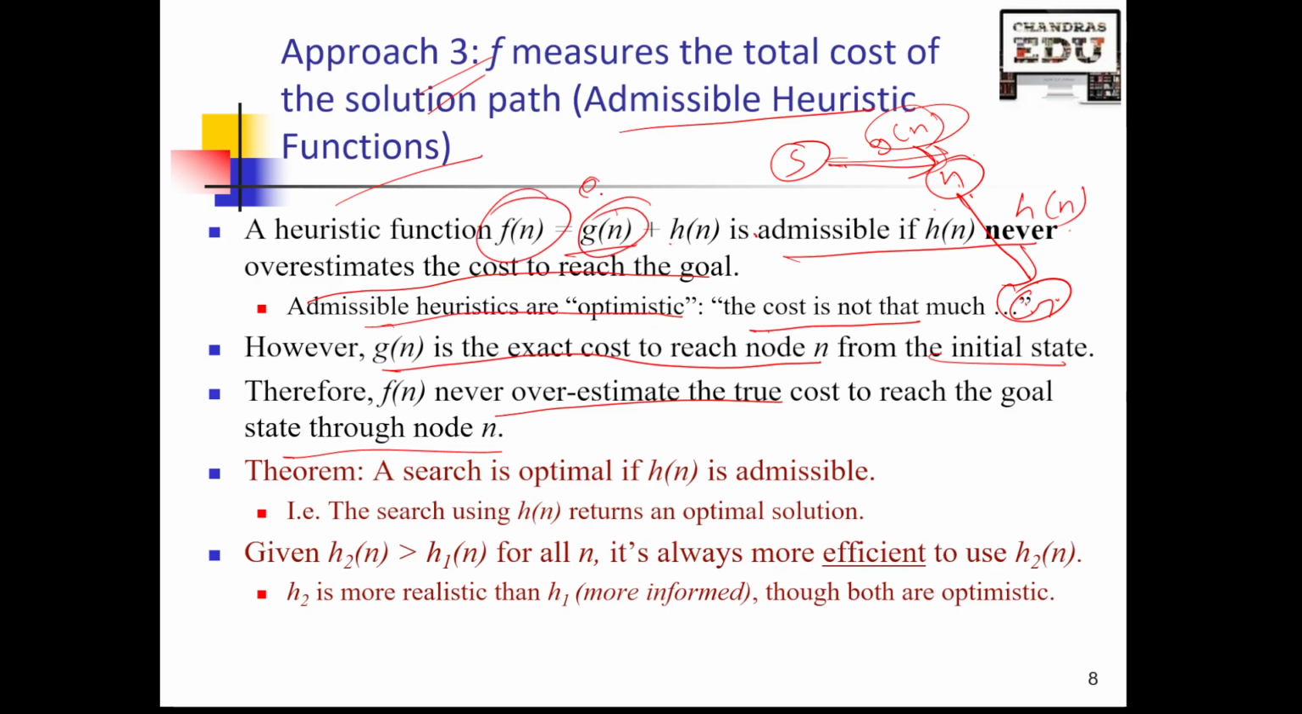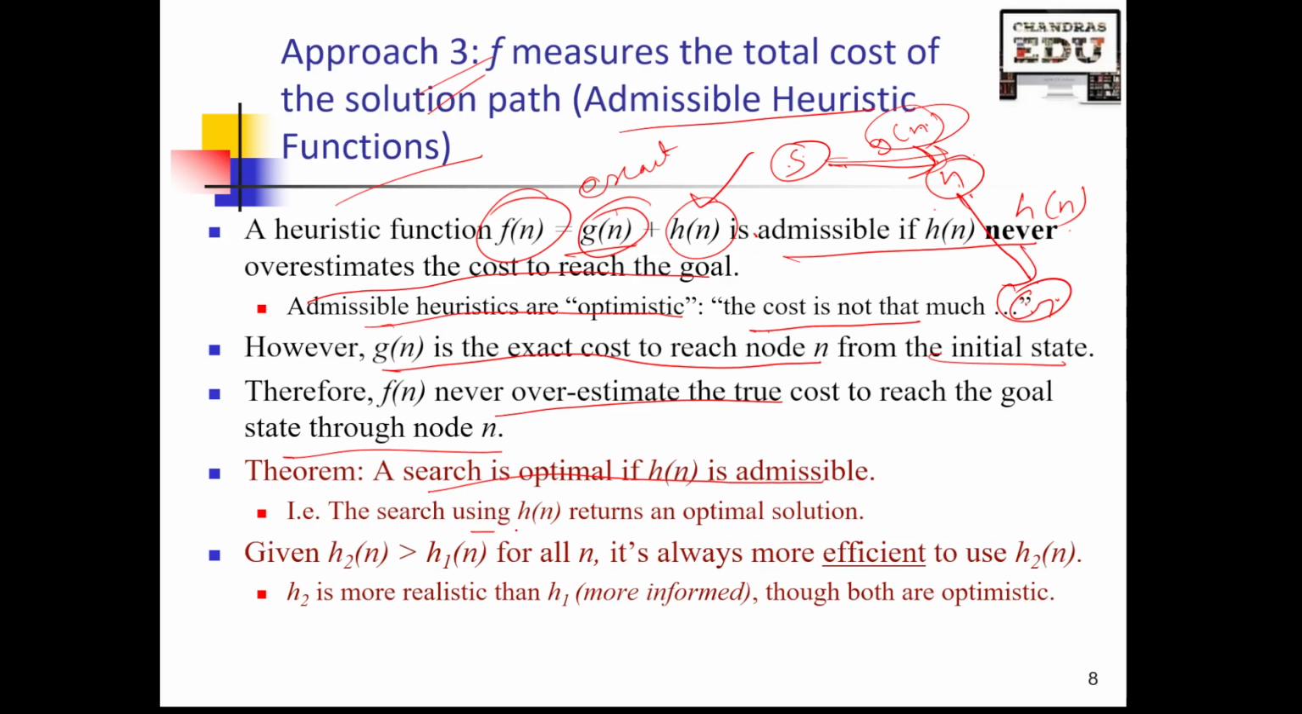So g of n is nothing but the exact cost from the starting initial state to the node n. But h of n can take any estimation, because there are different parameters that can be considered, and if it is admissible, then we can get an optimal solution. But if it is not admissible, then the estimation will become more, and whatever solution we reach may not be optimal. So A star search is optimal if h of n is admissible. Whatever the parameter, if it is admissible, then the solution will be optimal.